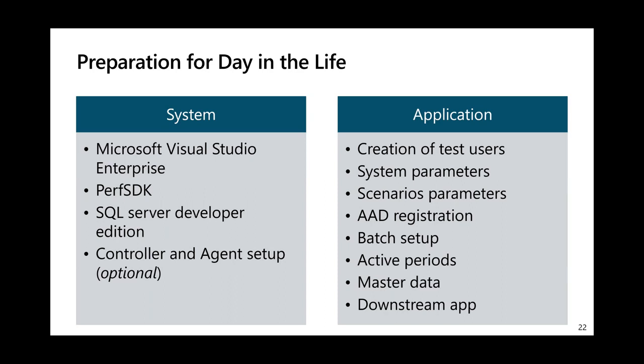And then I set up the AAD registration because I have the downstream application connecting to the system. Besides that, for the batch setup, I have set up batch job priority-based scheduling with active periods based on the mixed workload diagram that I mentioned before, as well as the transactional data and downstream application. Finally, I got help from the customer to provide me the downstream application endpoint for the live testing.